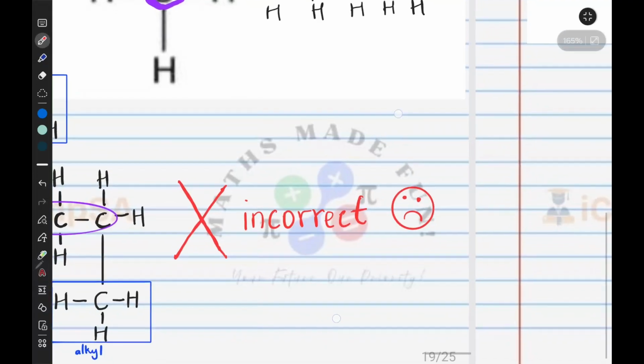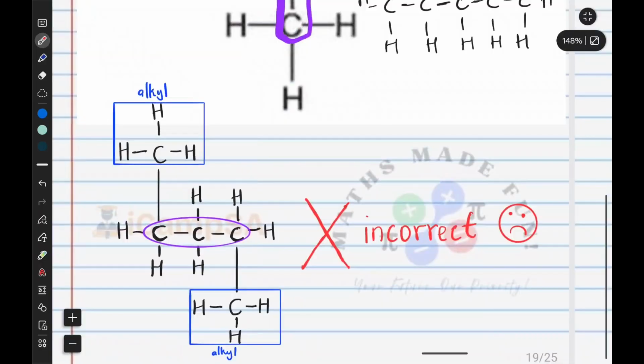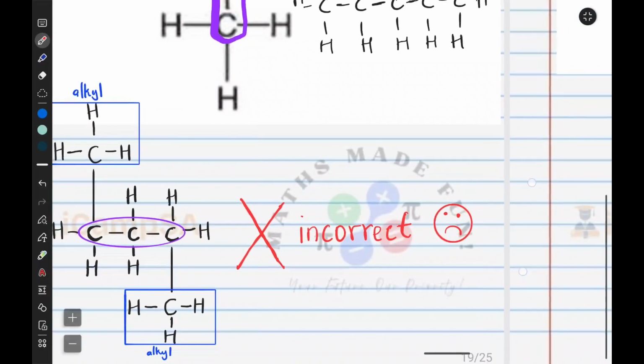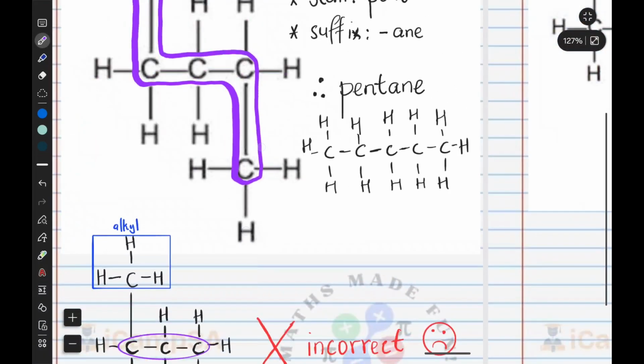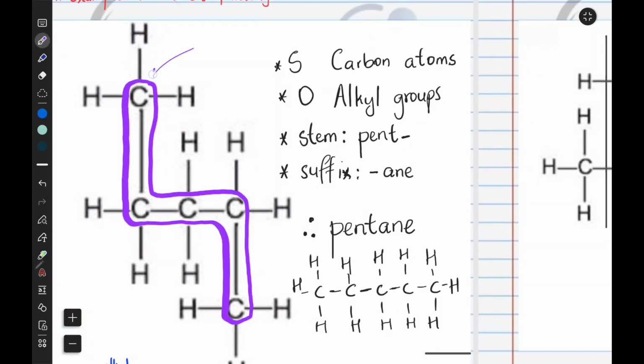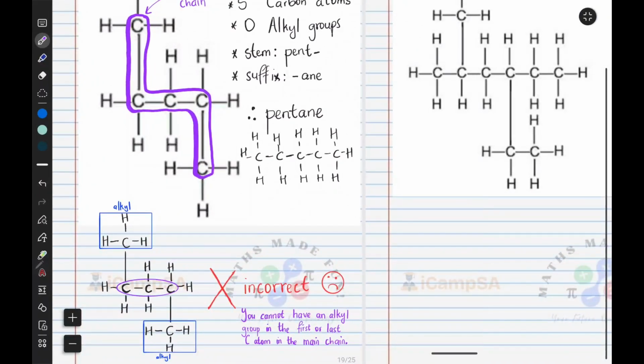This is incorrect. The reason for that is, remember I said you cannot have an alkyl group attached to the first or the last carbon atom in the main chain. So that's our reason, right? I've stated our reason there. So yes, now this means this one, that's our main chain. That's it. So that's one thing you must understand here.